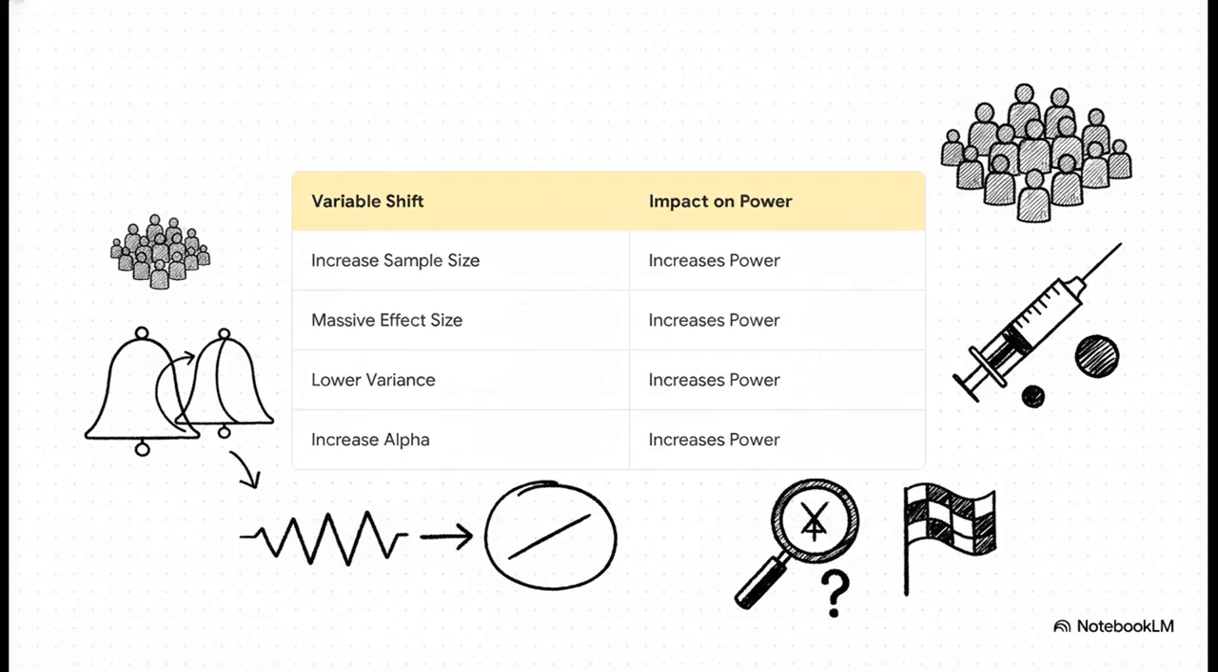So that boosts power. Third, if you lower the variance, you're essentially reducing the background statistical noise, which again increases power. And finally, if you increase alpha, making it artificially easier to claim a victory, you do increase your power. But, and this is a big but, you take on way more risk of a false positive.